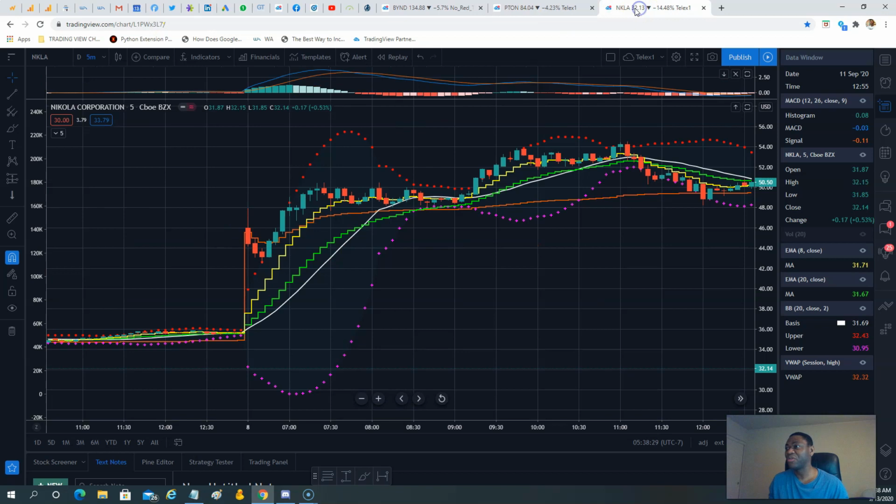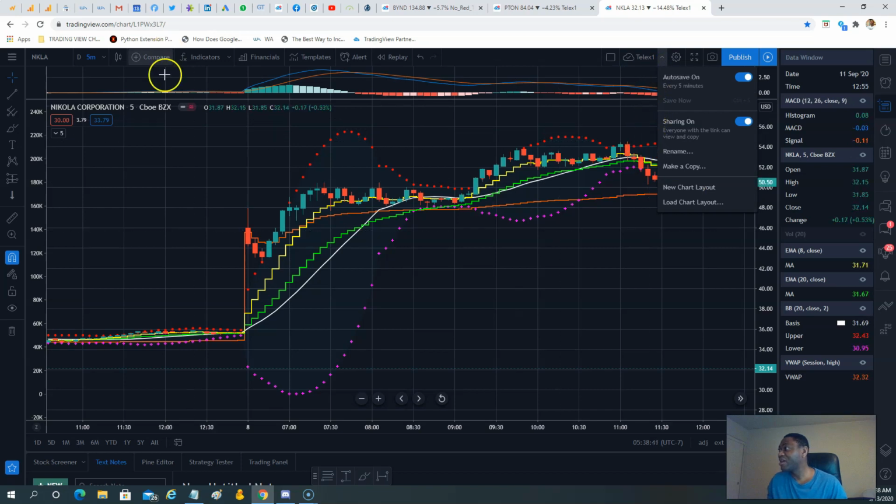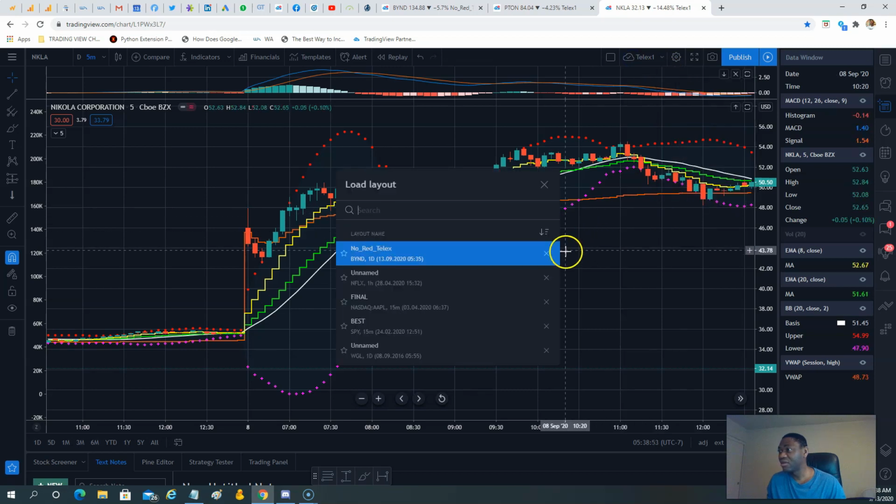Which stock are we going to go to? Okay, here's the stock. Sorry that we are using the red one. Oh, let's test this. Can we ask it how I can get to the one that I just saved? It's giving me the telex one. I want to get to the one that I just saved. New load chart layout. No red telex.